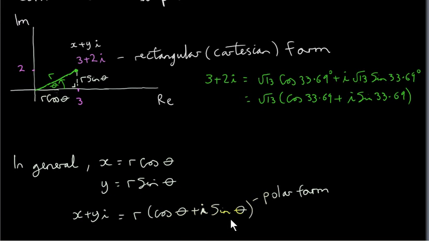So this form of a complex number is known as the polar form of a complex number. Now the reason why we write a complex number in polar form is because it's much easier to do calculations with complex numbers in this form. Okay, so I'll explain more about that in later videos.